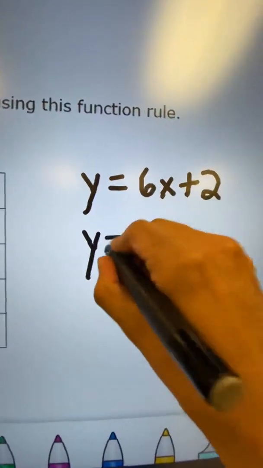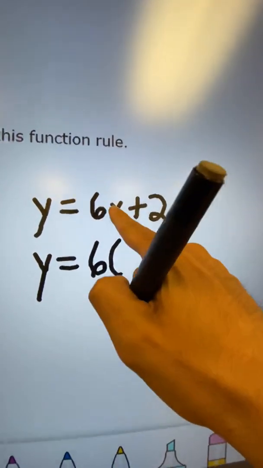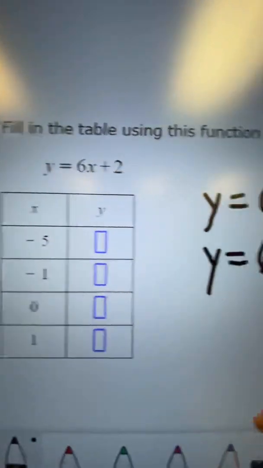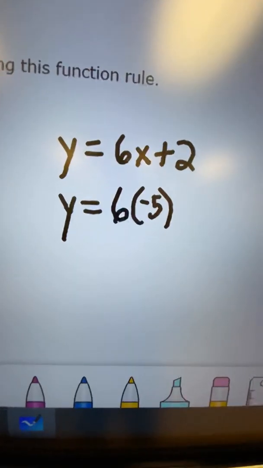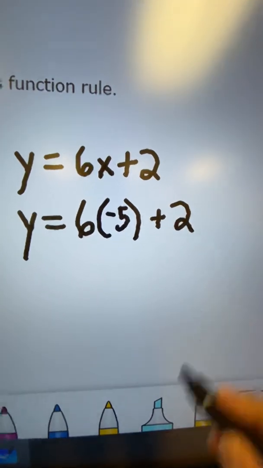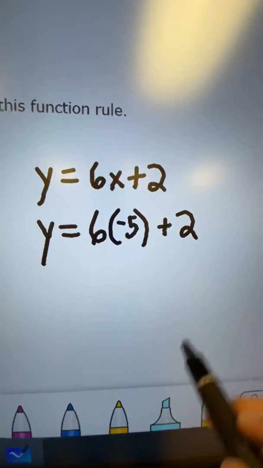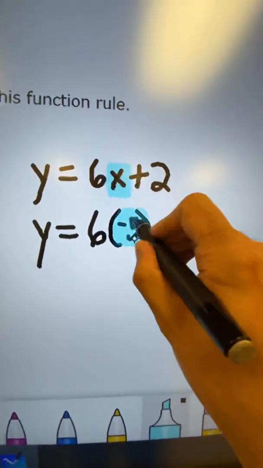So I'll put y equals 6, and in parentheses, what am I replacing x with? Well, they told me to use -5 in the first example. And then I just copy the remaining part, the plus 2. And one thing I want to point out is that we replace x with -5.